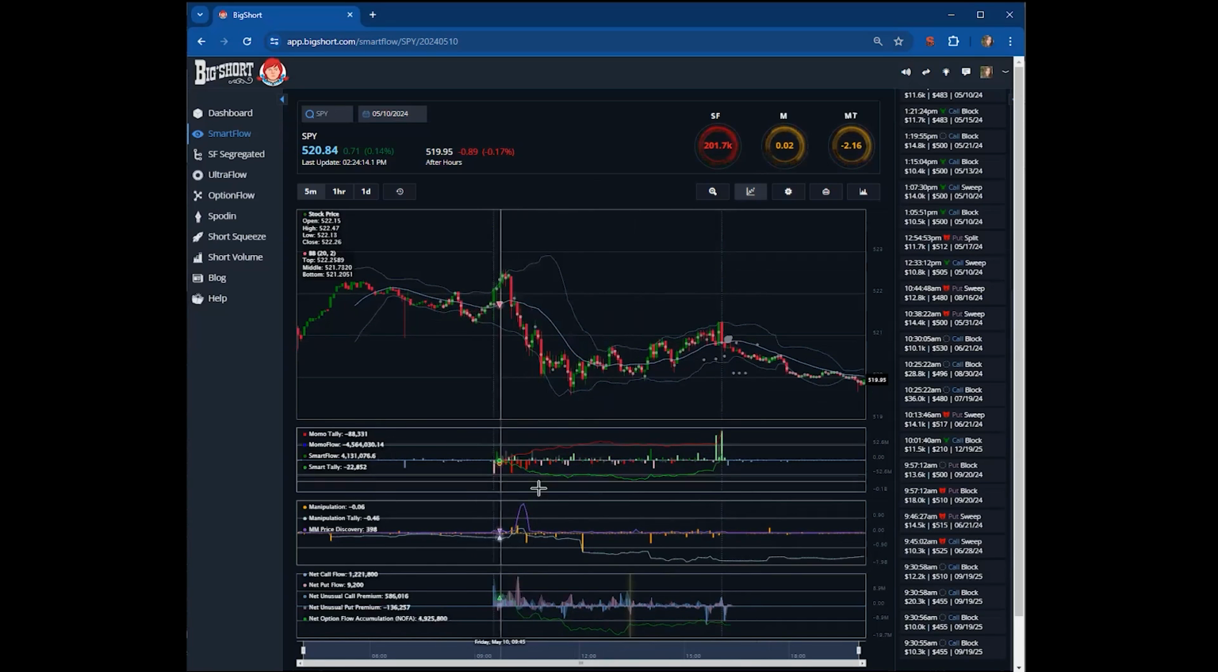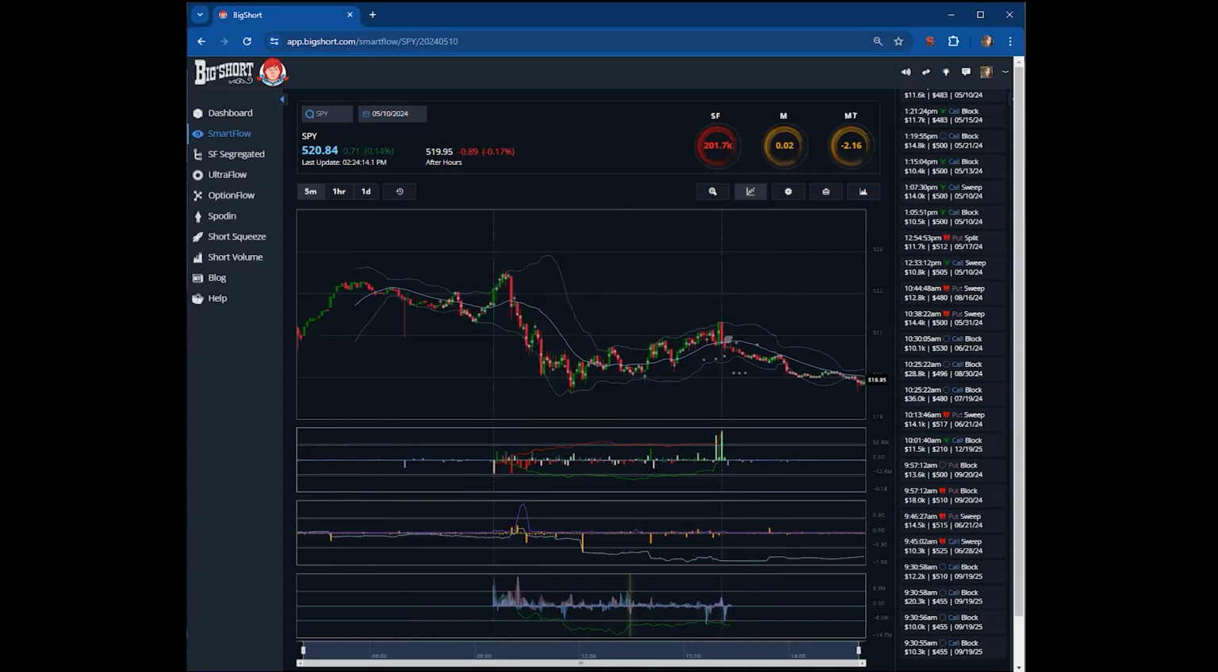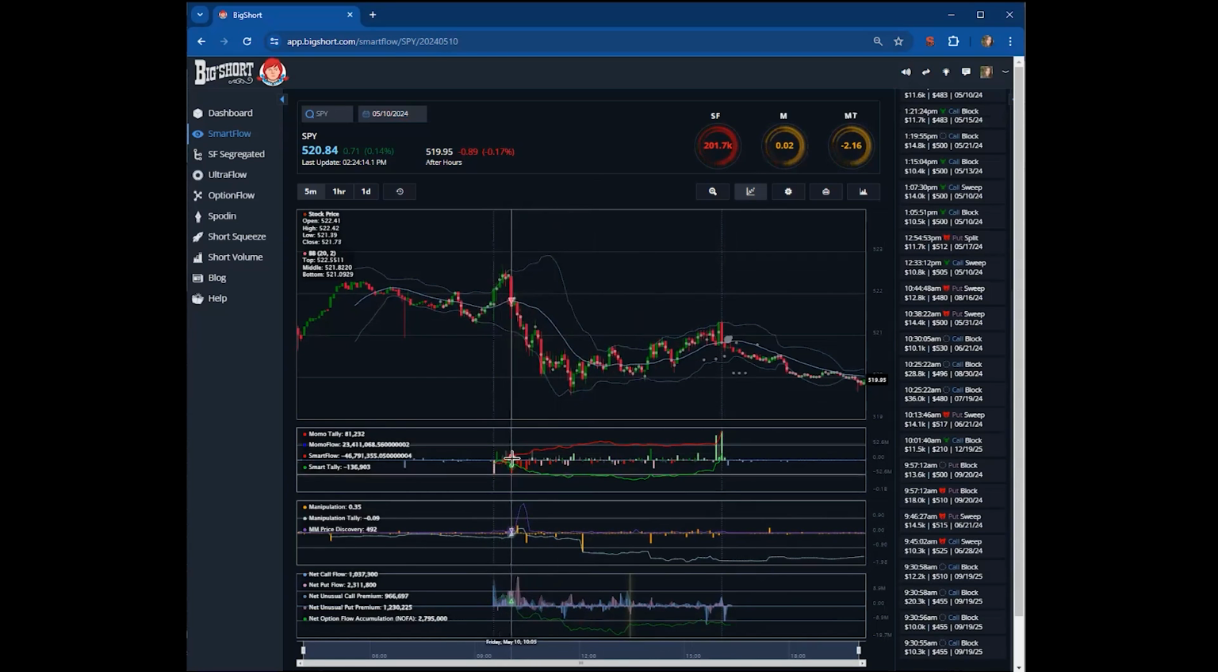So next I'm going to talk about SmartFlow. SmartFlow divides the market into two groups, smart money and Momo. Smart money is like the institutions, but can also be thought of as the mean reverting force in the market. And Momo is like a proxy for retail, but can also be thought of as the momentum force in the market. When it comes to SmartFlow, I tend to look more at the lines rather than the individual bars. So this green line is Smart Tally, which is the aggregate of smart flow throughout the day. And this red line is Momo Tally, which is the aggregate of Momo throughout the day.